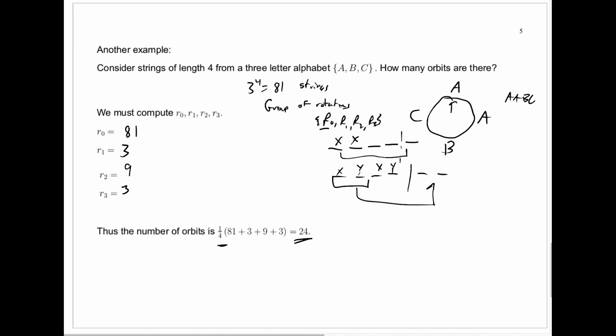So that tells us 24 orbits. We have 24 different ways to seat A's, B's, and C's around a table where no 2 are the same, meaning no one can be rotated to get another.